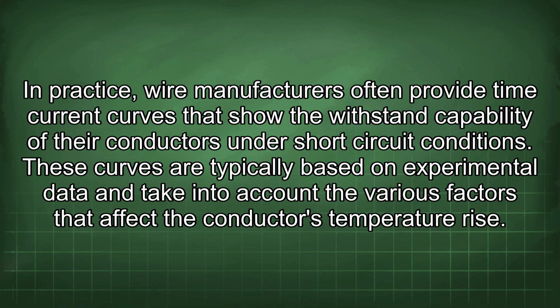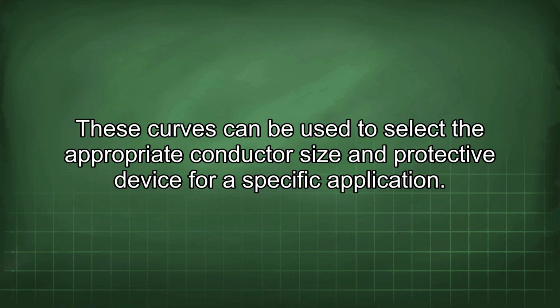In practice, wire manufacturers often provide time current curves that show the withstand capability of their conductors under short-circuit conditions. These curves are typically based on experimental data and take into account the various factors that affect the conductor's temperature rise. These curves can be used to select the appropriate conductor size and protective device for a specific application.